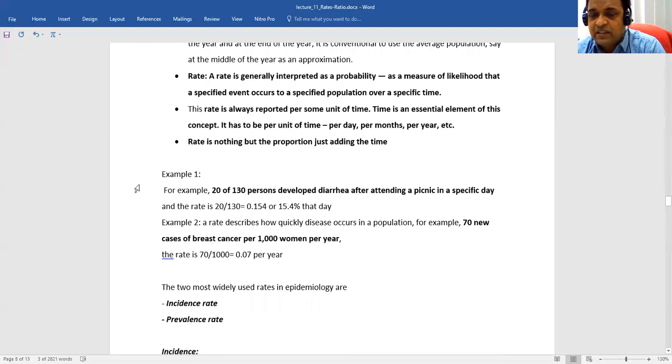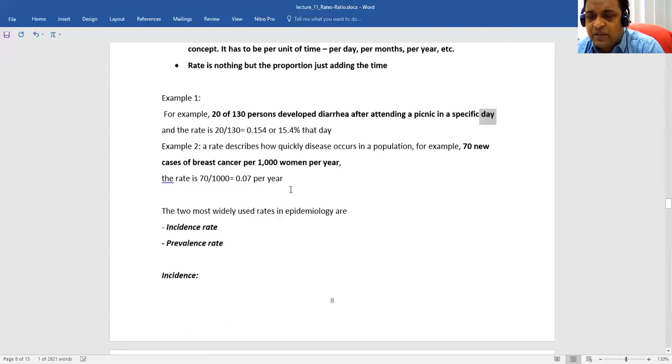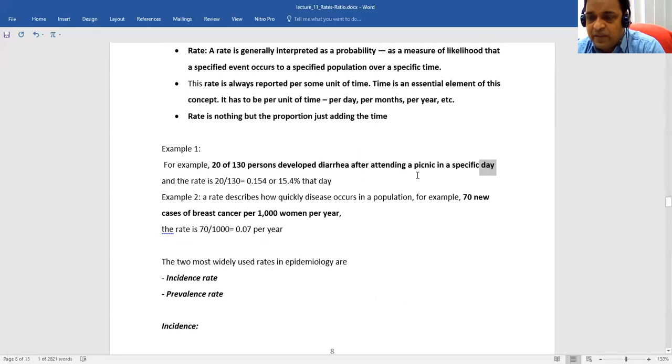For example, say 20 people out of 130 develop diarrhea after attending a picnic on a specific day. So here time is a day, and 20 people develop diarrhea out of 130 people. What is the rate, that is, the proportion? If you divide 20 by 130, that is 0.154, or 15.4 percent that day. That is the rate of developing diarrhea in people who attended the picnic: 15.4% that day. So rate just includes the time.